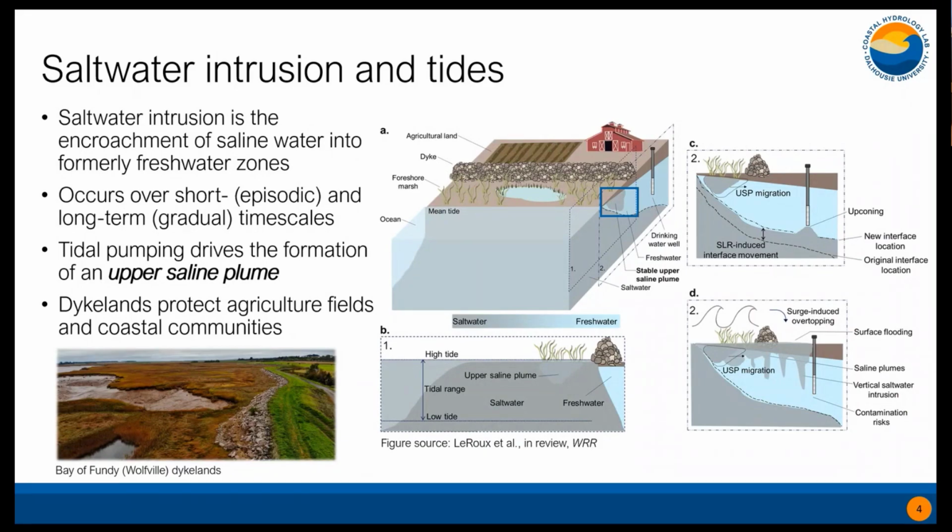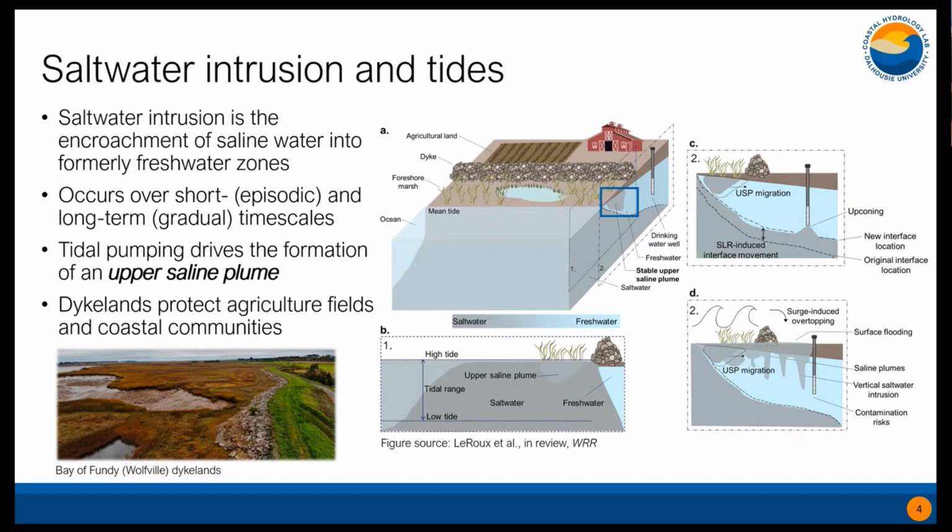But in terms of the impacts of climate change on coastal aquifers, if we look at panel C here, you can see that an increase in sea level in the surface domain essentially drives landward movement of this salt wedge or the upper saline plume, and it can result in upconing or active saltwater intrusion of any coastal freshwater wells. The same goes for surge-induced overtopping, so larger coastal storms can result in vertical salinization and these salt plumes developing, which also pose contamination risks to any wells that are close by.